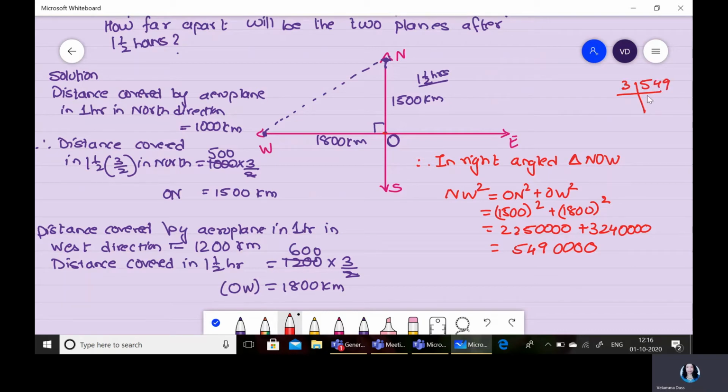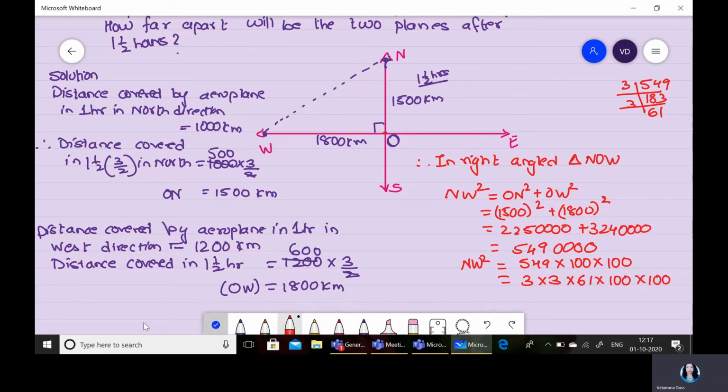So here we'll get 3 ones are 3, 3 eights are 24, 3 threes are 9, again 3 sixes are 18, 3 ones are 3. So here we can write this as 549. Here the 4 zeros we can split. So 549 into 100 into 100, because ultimately we are going to take the square root. And this 549 can be split as 3 into 3 into 61 into 100 into 100. So let's take the square root and get the answer, students.